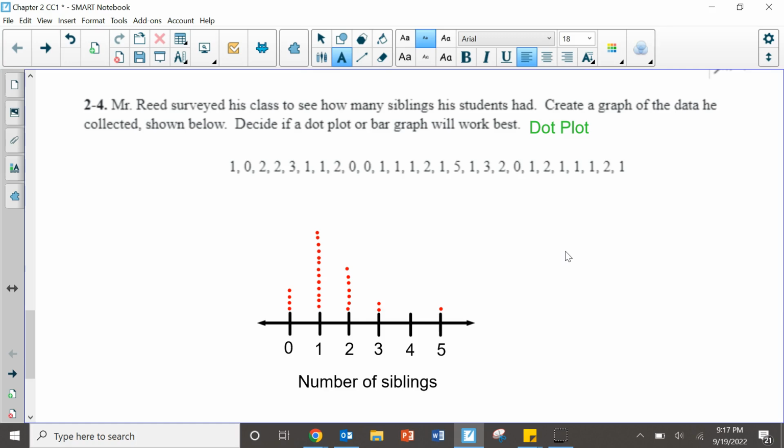So I just count how many times I see each number. If I go through and count how many zeros I have, I can see that there are 4. 1, 2, 3, 4. So I put 4 over 0. 1 has a ton. I believe it's 13. So you should have 13 dots going up because 1 appears 13 times. 2 appears 7 times in our data set. 3 only appears twice. And 1 student only had 5 siblings.